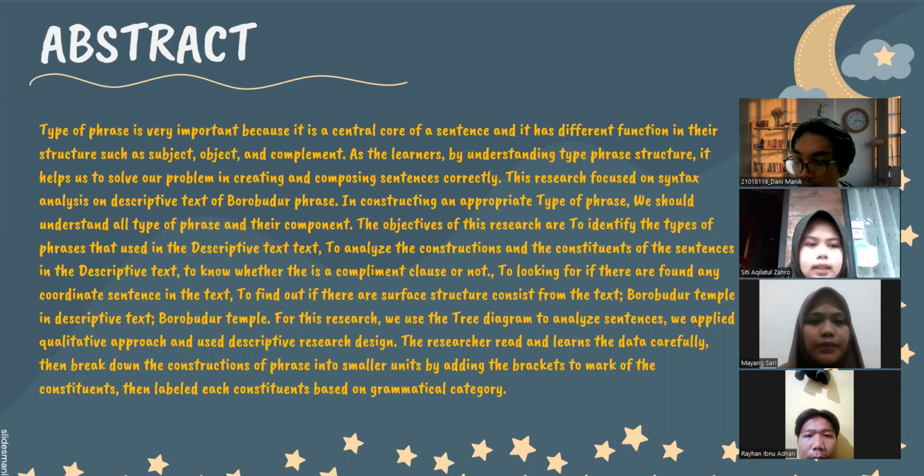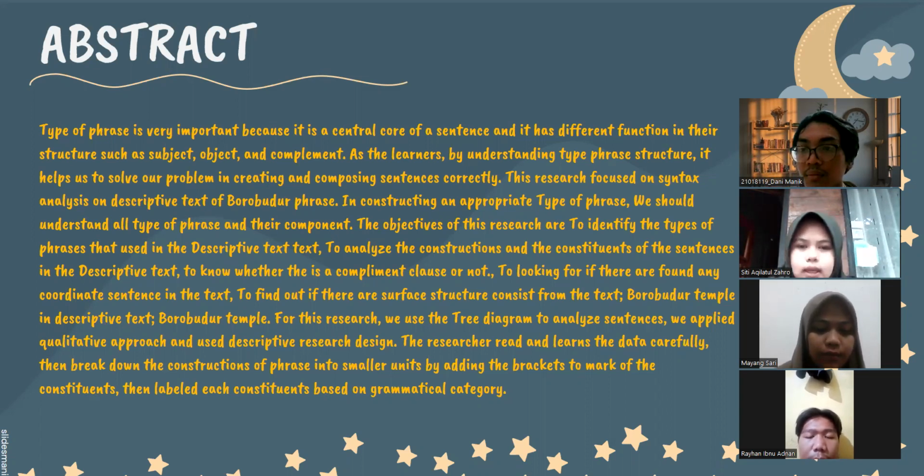Abstract. Type of phrase is very important because it's a central part of a sentence and it has different functions in its structure, such as object, subject, and complement. As learners, by understanding the phrase structure, it helps us solve our problems in creating and composing sentences correctly. This research focused on syntax analysis on descriptive text. We use the title Borobudur Temple.